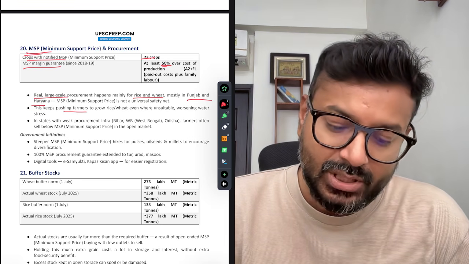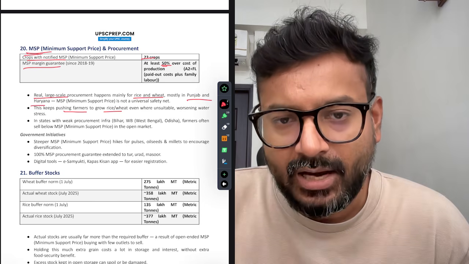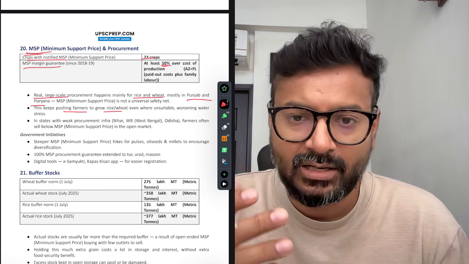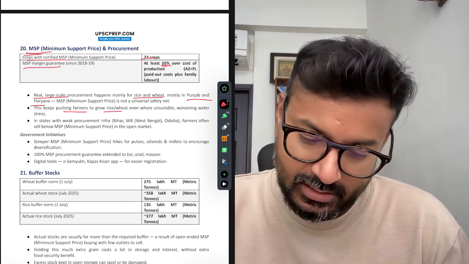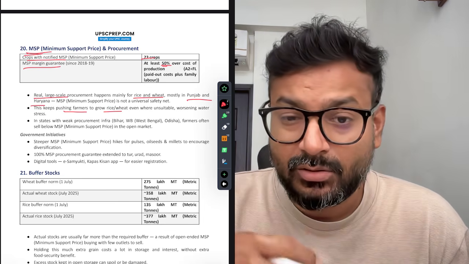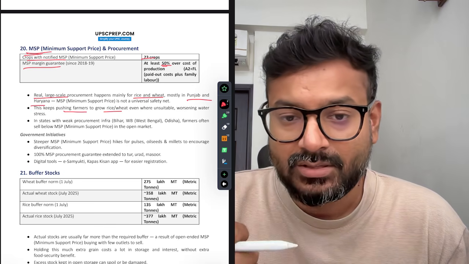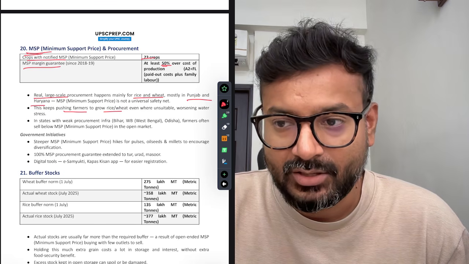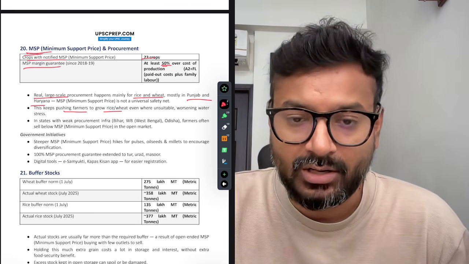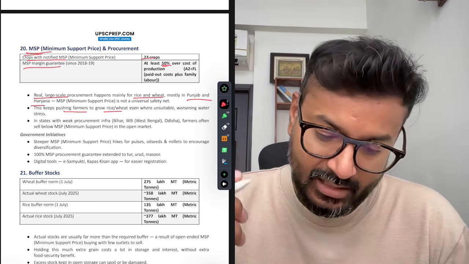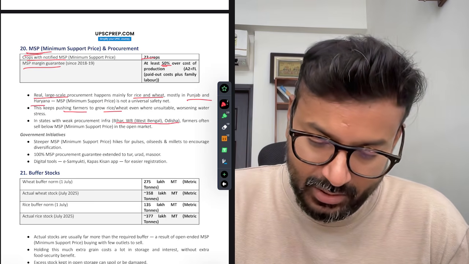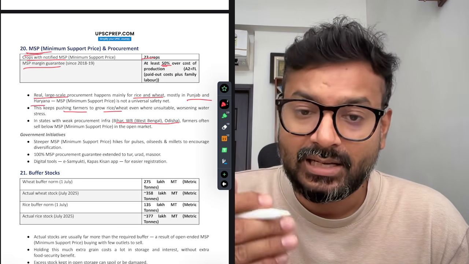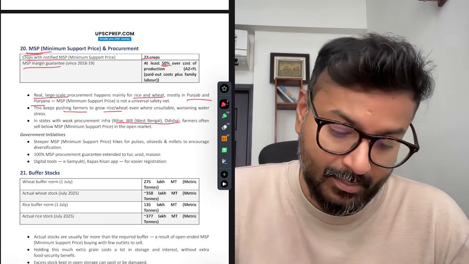Now, what this does is push farmers to grow rice and wheat, because only for rice and wheat do they have assurance that procurement will be done. So they grow rice and wheat and ignore pulses and oil seeds. Rice and wheat are also very water intensive, and because of that, a lot of these areas, particularly Punjab and Haryana, are experiencing water shortage. You'll see that the groundwater level is going down in these areas. There is weak procurement in Bihar, West Bengal, Odisha, and sometimes the farmers are not able to sell at MSP, and they sell at a lower price than MSP in the open market.